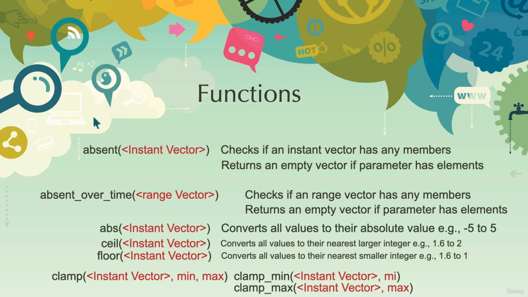We also have 3 functions that are very important and widely used. They are clamp, clamp_min, and clamp_max. Clamp is basically like trimming. Using the clamp function, you can say any element in an instant vector whose value is smaller than the minimum value that I specify, or larger than the maximum amount that I specify, should be ignored and removed from the result. If you only want to apply such a rule on the minimum value, you use clamp_min, or if you want to apply it on the maximum value, you can use clamp_max. But if you want both minimum and maximum, you can use clamp.